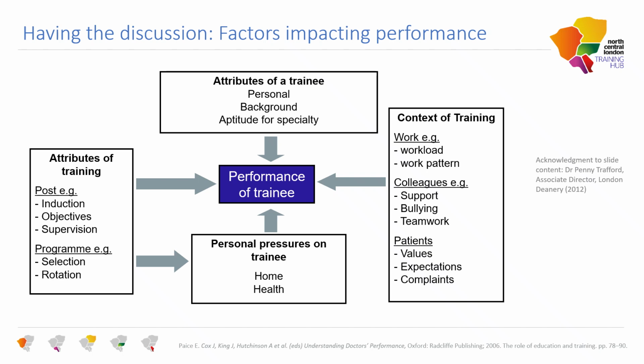Let's take a step back and think broadly about the why, the bigger picture. The Supervisee A and B vignettes give two different examples, and as we mentioned before, you're likely to have examples of your own. There are a huge number of factors that can impact the performance of our supervisees. We can consider the attributes of the person, the attributes of the training, personal pressures at home or their health, and the context of the training and the setting we work in.